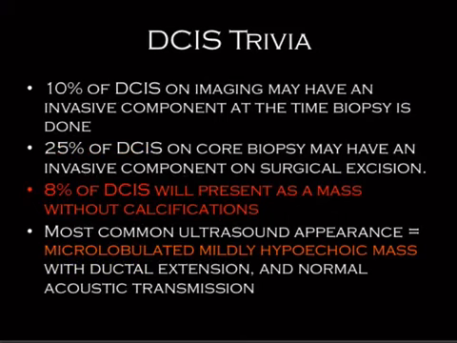Some trivia that's useful to know. About 8% of the time, you're going to have a mass present and no calcification, so that's the atypical thing. Usually DCIS is calcs, fine linear branching, fine pleomorphic calcs. About 10% of the time, there's going to be an invasive component on the biopsy, and if they do a surgical excision, that upgrades even more.